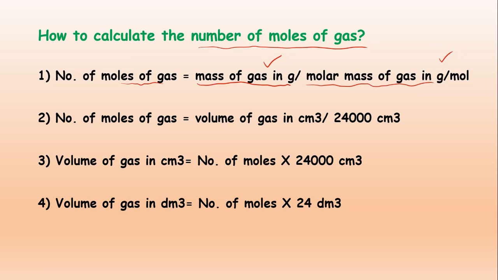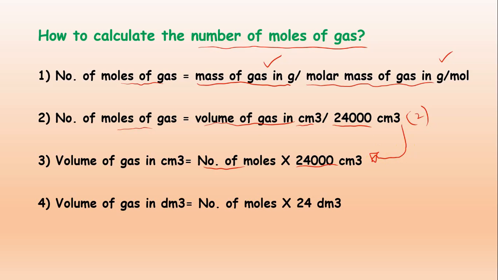This is very easy. Then the second formula is that the number of moles of gas can be calculated when the volume of the gas is given, and then you have to divide it by 24,000 cm cube if it is in cm cube. Third formula, volume of gas in cm cube, we are just rearranging formula number 2 here. If you have to calculate the volume of gas, the number of moles will be multiplied by 24,000 cm cube. This is the rearrangement of formula number 2.